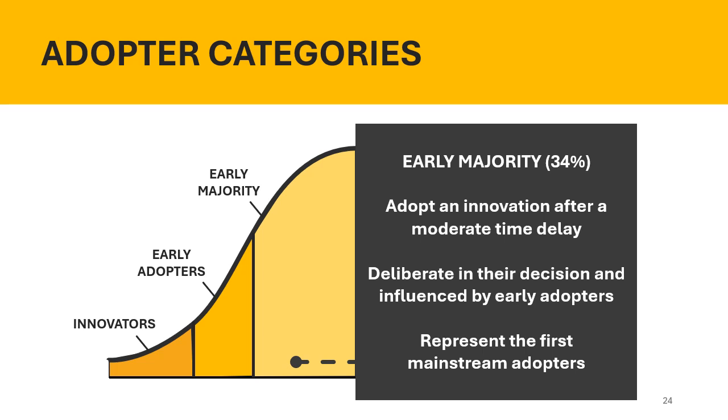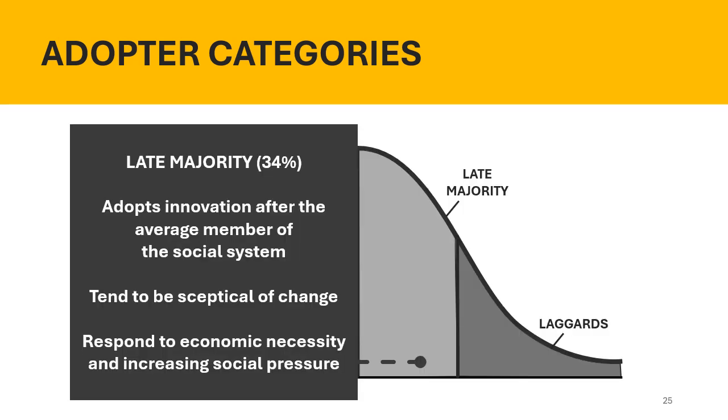Next, the early majority. They represent the first mainstream adopters, and they tend to adopt an innovation after a moderate time delay. The late majority tend to adopt the innovation after the average member of the social system. They're a little more skeptical of change, so they tend to respond to economic necessity or social pressure.